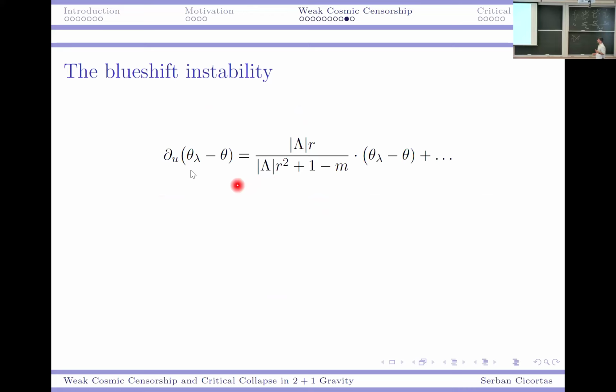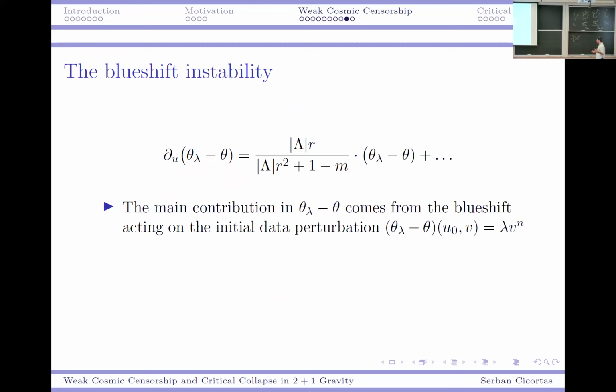So again, the key equation is the D equation for theta. And now I'm looking at this equation for the difference of theta lambda and theta. And I'm not writing these terms here because I'll prove that they are error terms, and all the work goes into showing that whatever else is in this equation will not contribute. It will only be an error term. So what we prove is actually that the main contribution in theta lambda minus theta comes from the blue shift. So there's the integrating factor, which multiplies the initial data perturbation. But I'm the one who chose the initial data perturbation. So the initial data perturbation is just lambda v to the n.